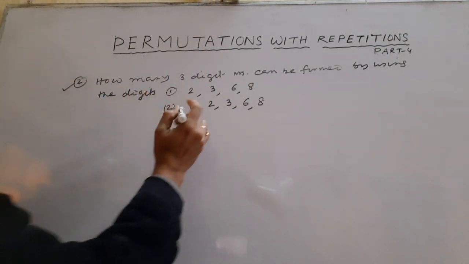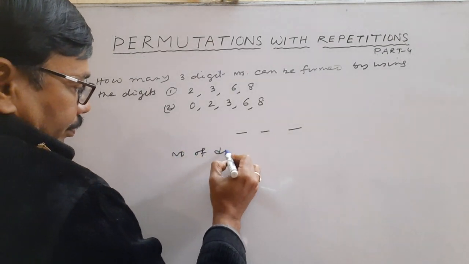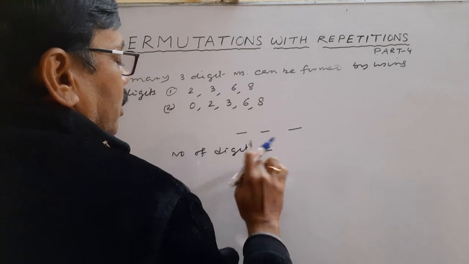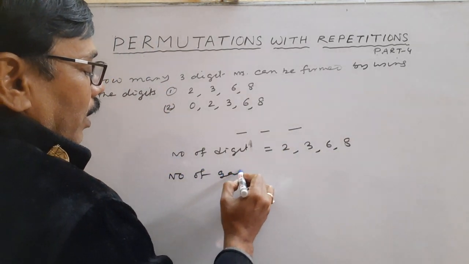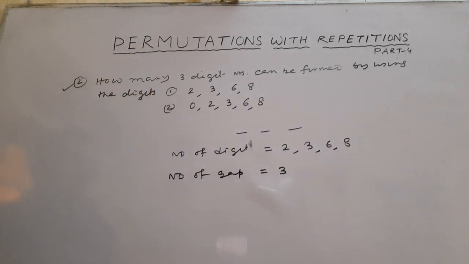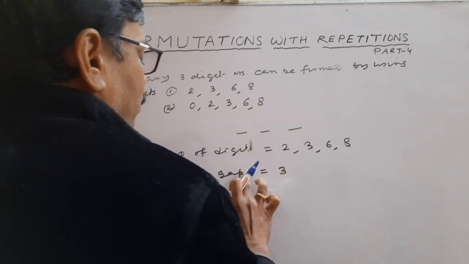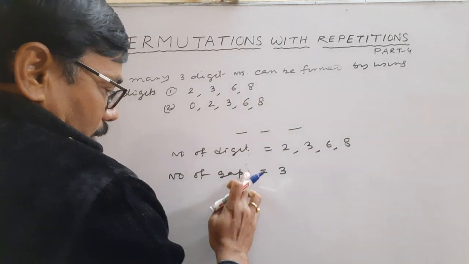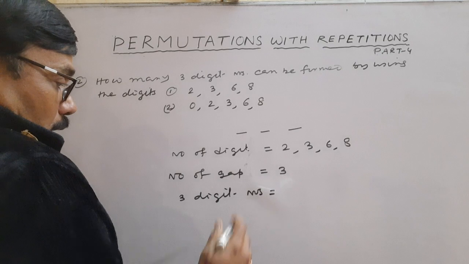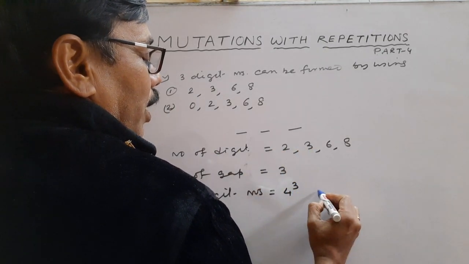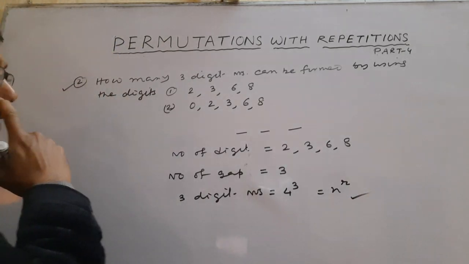So look, the number of digits, and 3-digit number. The digits are 2, 3, 6, 8. The number of gaps is 3, since it is a 3-digit number. Number of digits 4 and number of gaps 3. So the count of 3-digit numbers equals 4 to the power 3. n to the power r, n is the number of digits. So 4, with the number of gaps at the power. So it is 4 to the power 3.